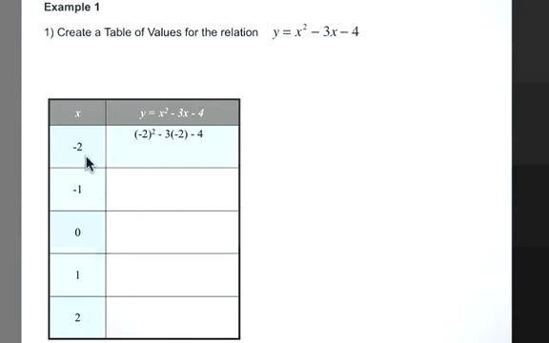When x is equal to -2, y is equal to -2 squared minus 3 times -2 minus 4. This equals 4 plus 6 minus 4, which is 6.